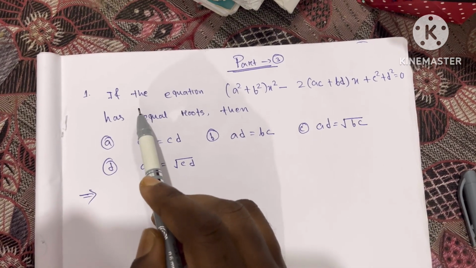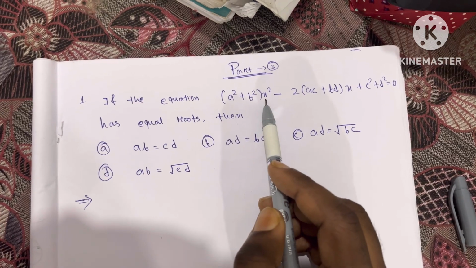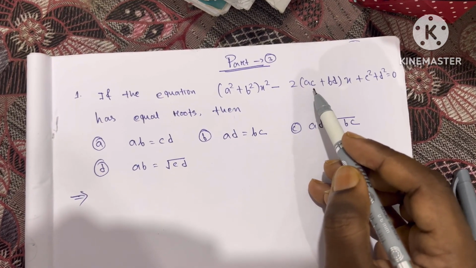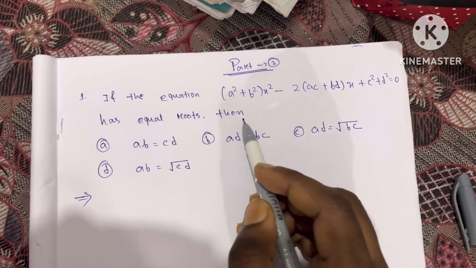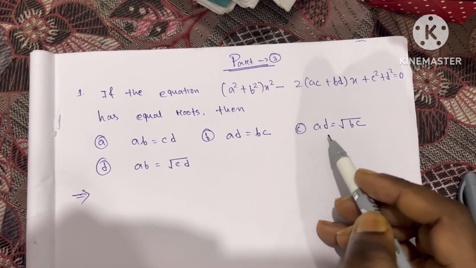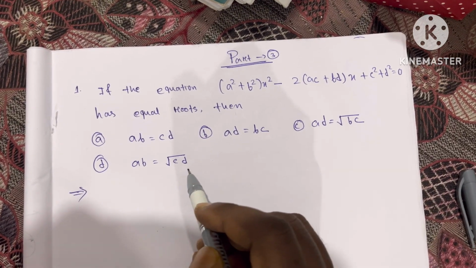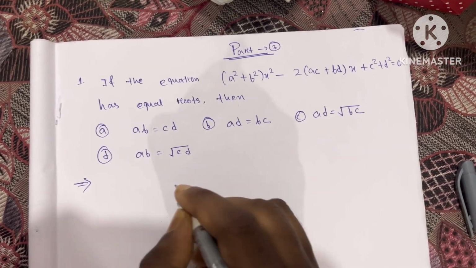So part number 3: if the equation (a square plus b square) x square minus 2 (ac plus bd) x plus c square plus d square equal to 0 has equal roots, then option A, ab is equal to cd, ad is equal to bc, ad is root over bc, and ab is equal to root over cd. So according to the question, the quadratic equation is what?